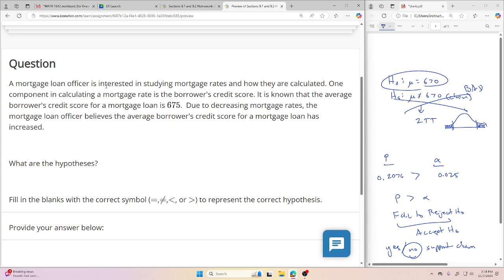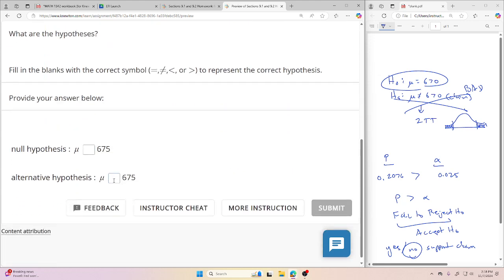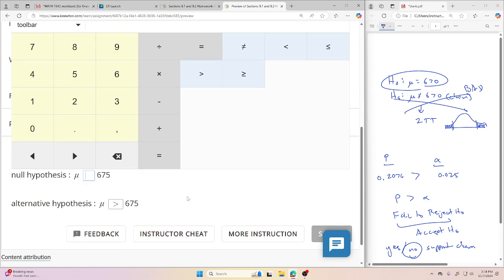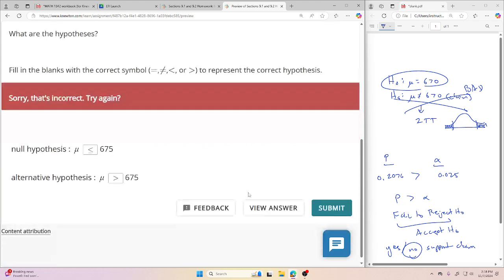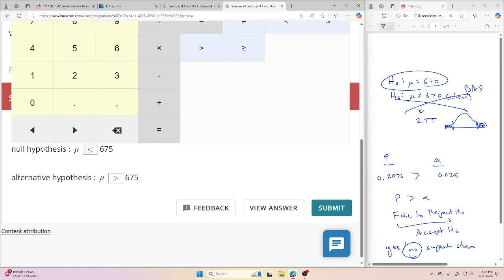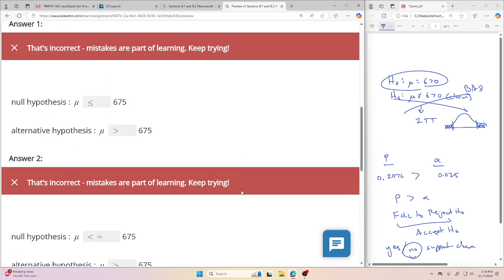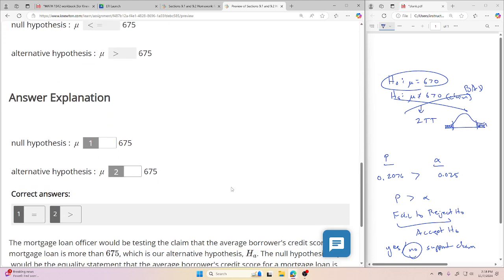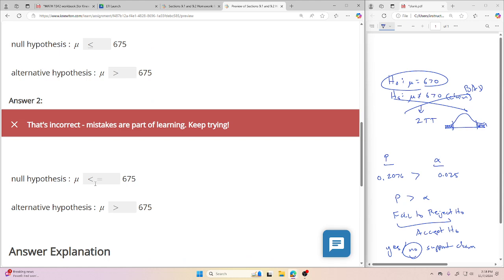You ready for this? Blah, blah, blah, has increased, right? So what do I put right here? Greater than. What's the opposite of greater than here? Less than or equal to. Hit it and get it wrong. What? Chad, you do me wrong, bro. Oh, this is so annoying. Equal sign. Still wrong? I put it in the wrong place. Oh, look, I put it right beside.